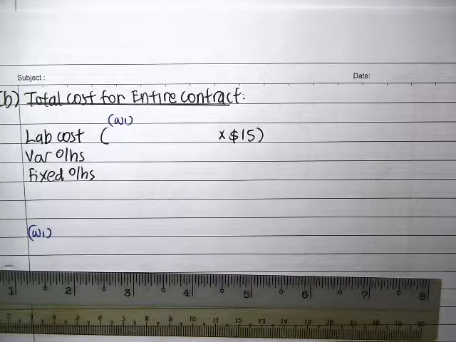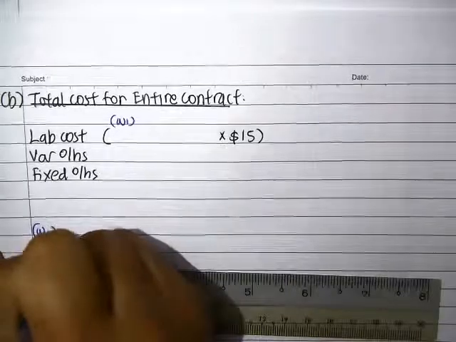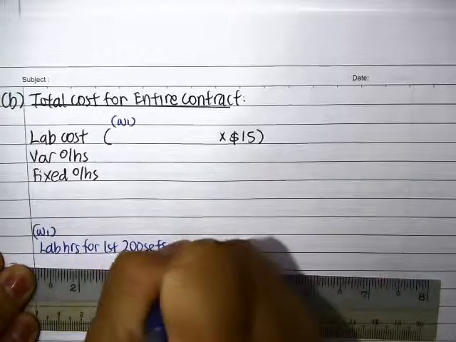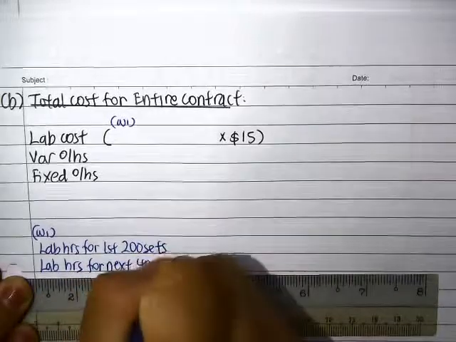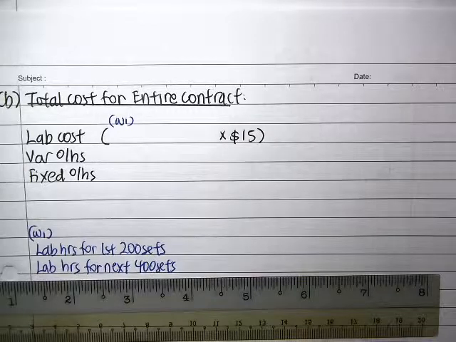That means when you calculate the hours, you must divide into 200 and 400. Okay? So the labor hours for the first 200 sets and the labor hours for the next 400 sets. Okay? Alright, you try and see. Work out for me the first 200 sets and the 400 sets.